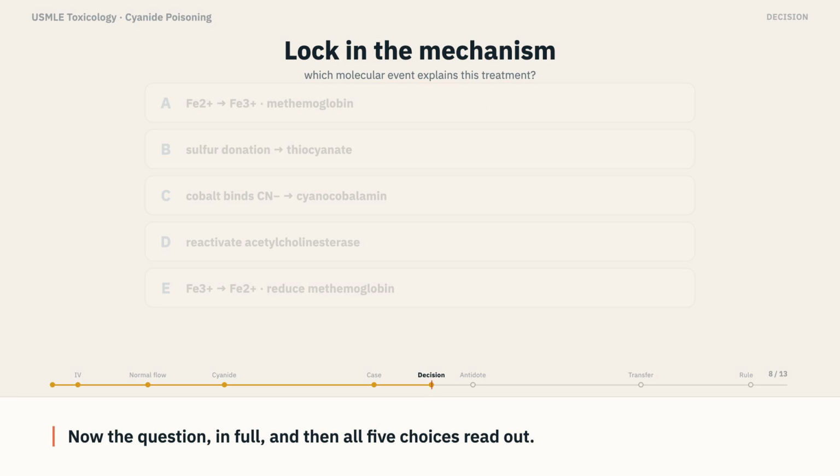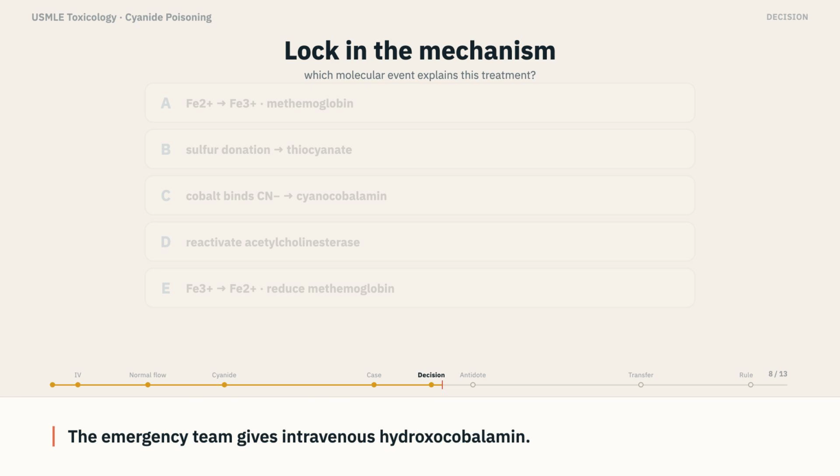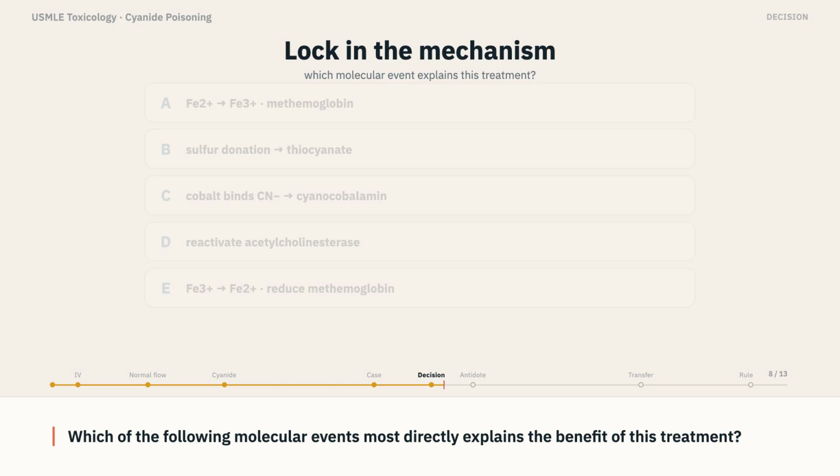Now the question, in full, and then all 5 choices read out. A 46-year-old man is rescued from a fire in a closed furniture warehouse. He is confused and tachypneic. Soot is visible around his mouth. His blood pressure is 82/48 millimeters of mercury, and arterial blood gas testing shows severe lactic acidosis despite administration of high-flow oxygen. The emergency team gives intravenous hydroxocobalamin. Which of the following molecular events most directly explains the benefit of this treatment?